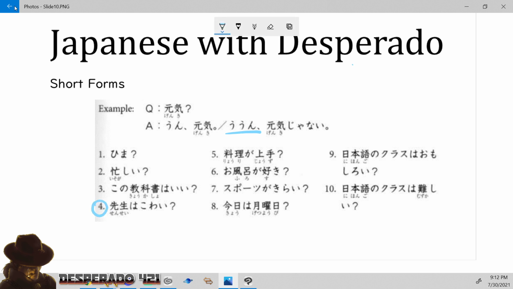All right, so we've learned this kanji here. "Sensei wa kowai." What's "kowai"? It means scary. Was that a negative? That was a positive. So yes, this teacher's scary. Why? Because he introduces hard mode on occasion.